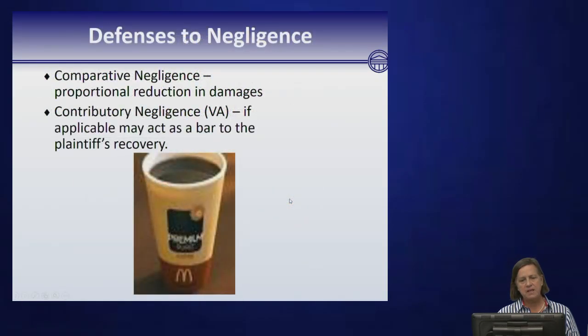Defenses to negligence. You either live in a comparative negligence state or a contributory negligence state. By far, the vast majority of states are comparative negligence jurisdictions. And if you live in one of those states, there's a proportional reduction in damages based on the plaintiff's negligence. If you live in a contributory negligence state, then if the plaintiff is negligent at all, it may act as a bar to the plaintiff's recovery.